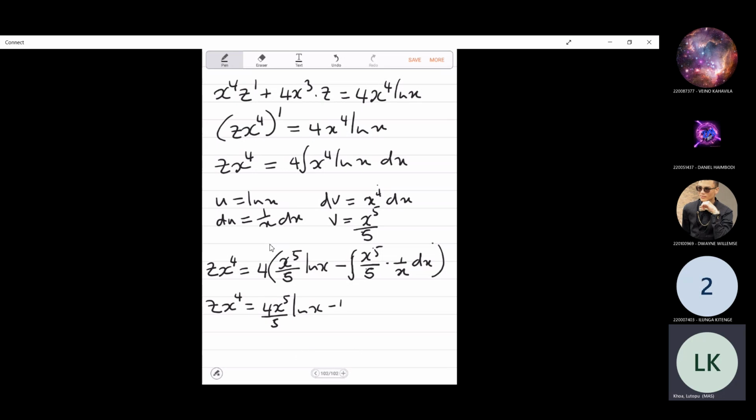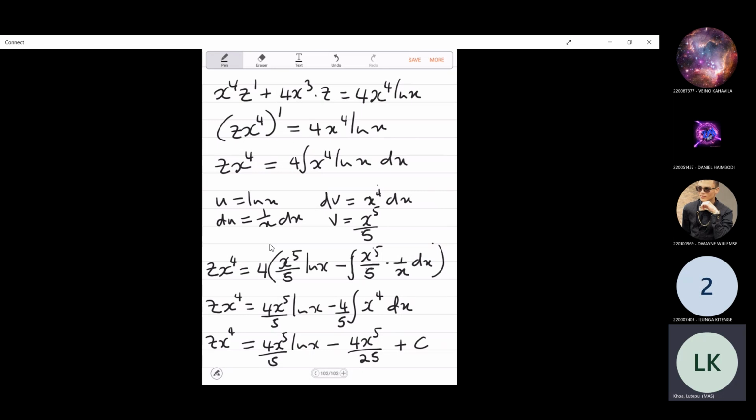Then minus 4 the integral of, this is 4 over 5 outside, and then we have x to the power of 4 dx. So this is z x to the power of 4. This is 4x to the power of 5 over 5 ln of x minus 4x to the power of 5 over 25 plus our constant of integration. Okay, so now it is integrated.